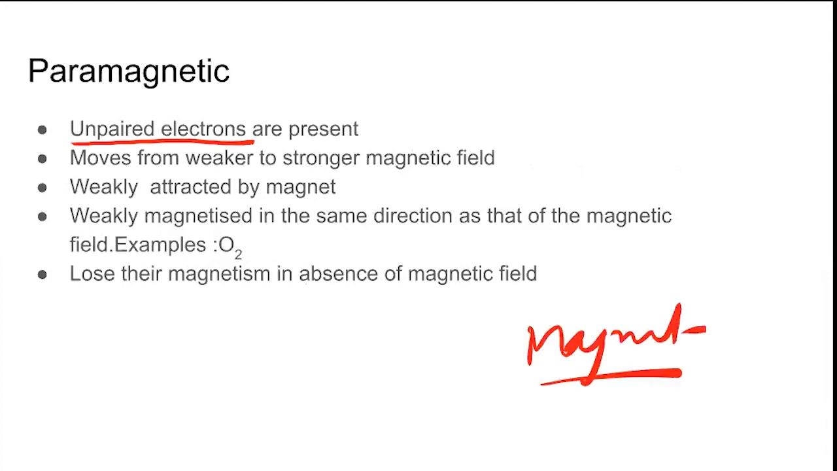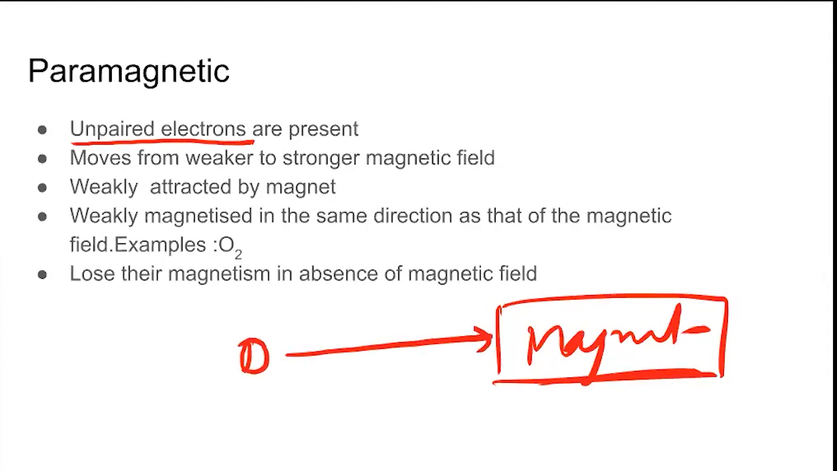Suppose this is a bar magnet, and there is a small particle here. Suppose it's getting attracted here, so there is a strong magnetic field here, and there is a weak field here. So the particle is moving from a weak magnetic field to a strong magnetic field. In other words, the particle gets attracted towards the magnet. You have to understand this thing.